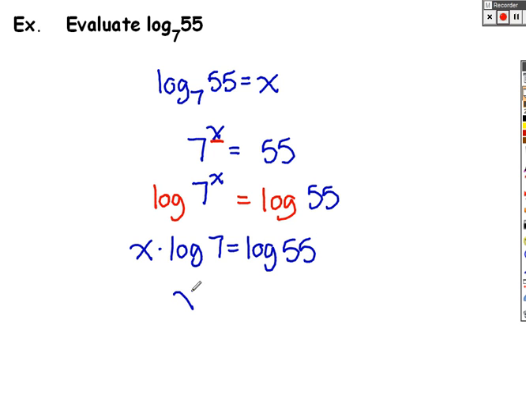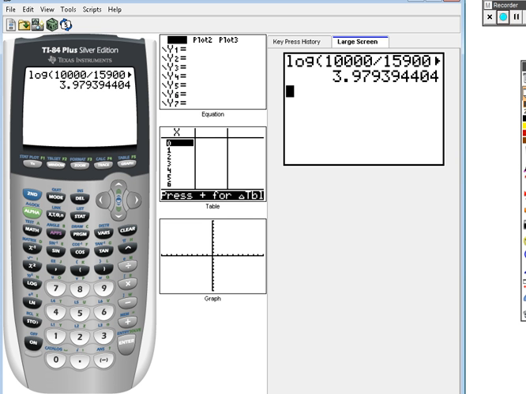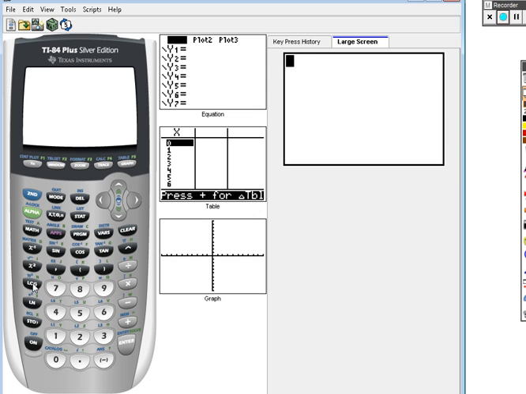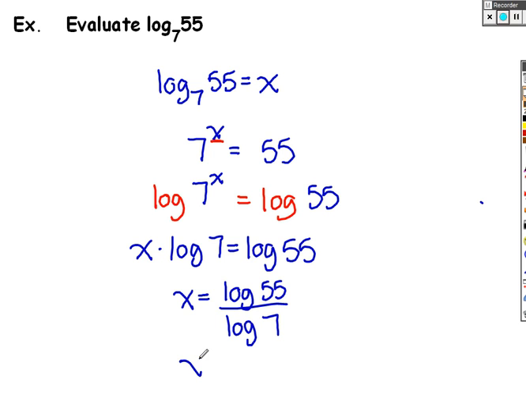And then last thing, divide by the log of 7. And I get the log of 55 divided by the log of 7. If you go ahead and punch that into your calculator, log of 55 divided by log of 7, you get out something just a little bit over 2, or about 2.06. So x is approximately equal to 2.06. Check that out. Is 7 to the 2.06 power about 55? Yes, it is.